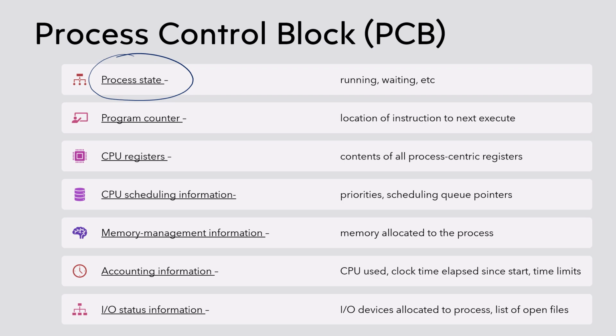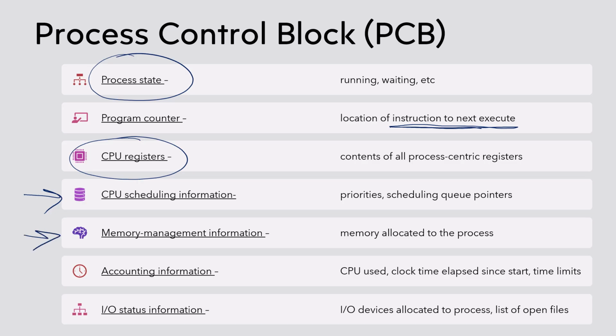There's a program counter. That's the location of the next instruction. Like I said before, you don't want to restart each process every time you switch from one job to the next. You don't want to have to restart it every time. The CPU registers, CPU scheduling information. We will be talking about different types of CPU schedulers. So certain processes will have different types of scheduling algorithms. Different operating systems will use different types of scheduling algorithms, and this type of information would be in the data structure that defines each active process.